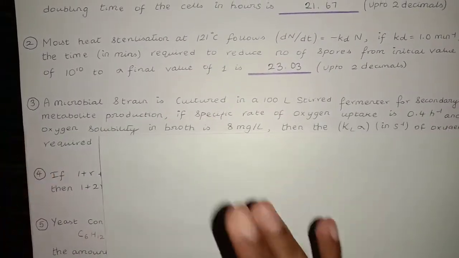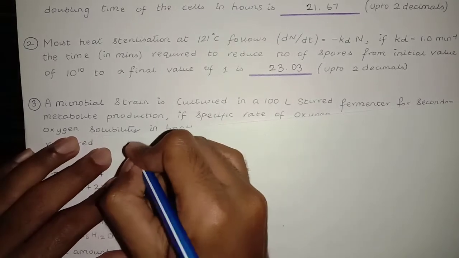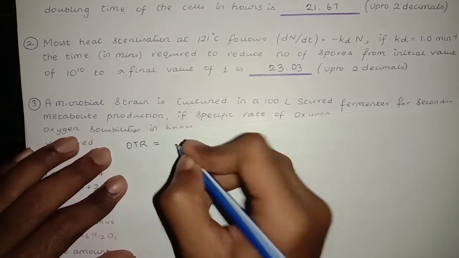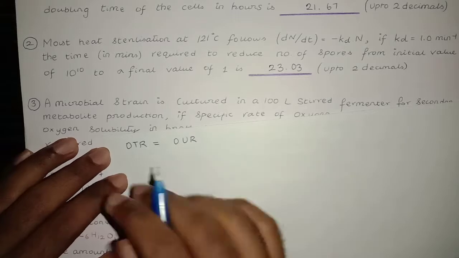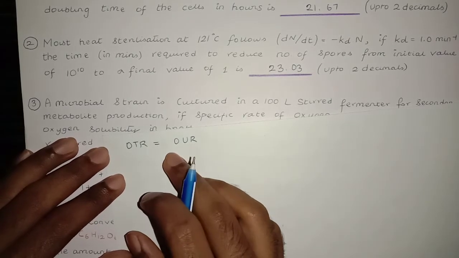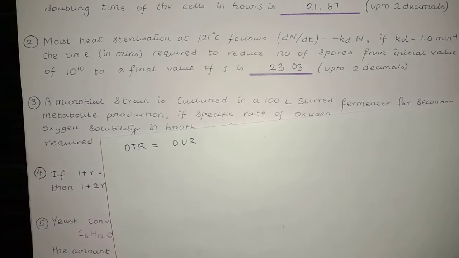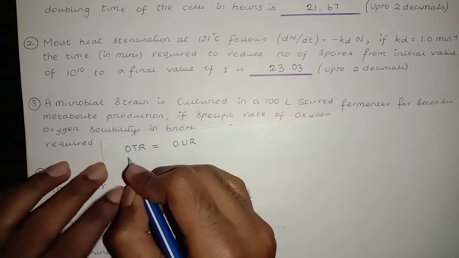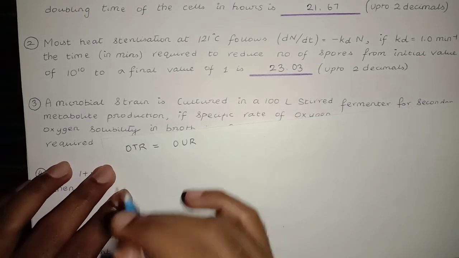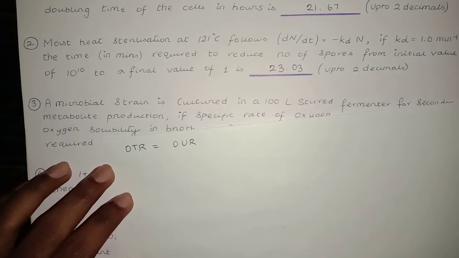So let's write down the equation. We have the condition OTR is equal to OUR, where OTR is the oxygen transfer rate. Oxygen transfer rate is nothing but the number of moles of oxygen being transferred by the process of sparging. We sparge air through a sparger, either in the form of air or pure oxygen. So the OTR is equal to resistance times the concentration difference.